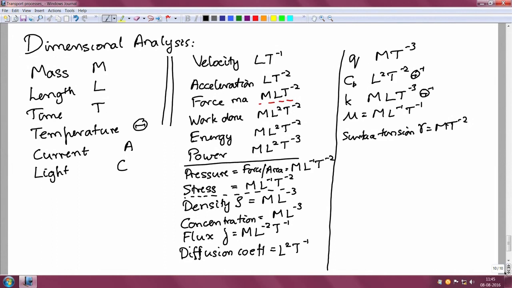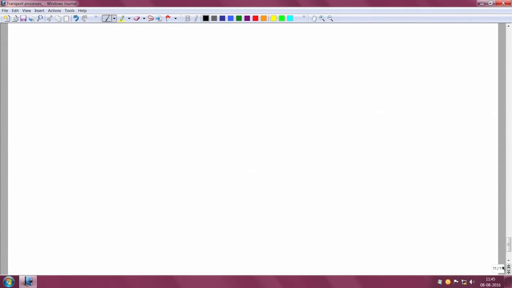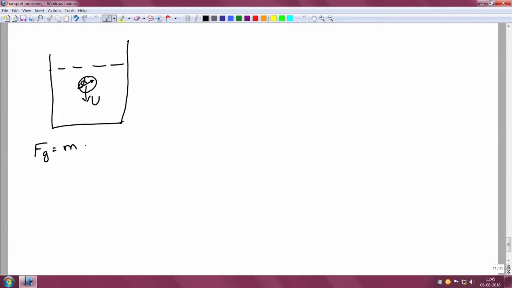So, the first problem that I will consider in the next lecture is the problem of a particle in a fluid that is settling under the action of gravity. Let us assume for simplicity that the particle is a spherical particle with diameter d and it is moving with velocity u. It is settling because of the density difference between the particle and the external fluid. So, the force on the particle due to gravity is just equal to mass times the acceleration due to gravity.